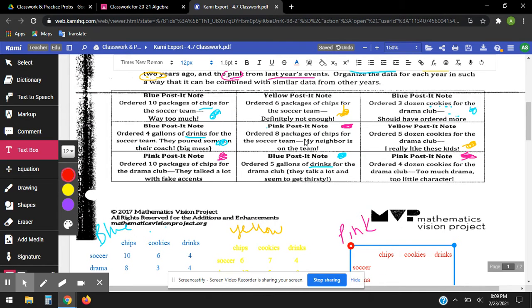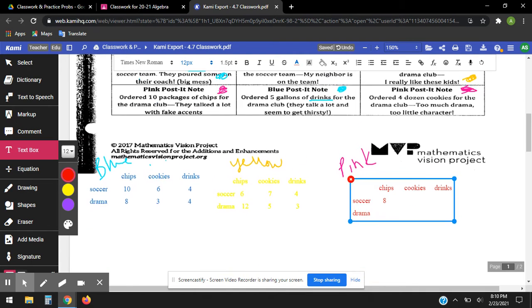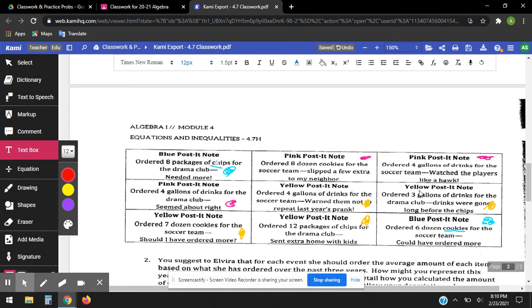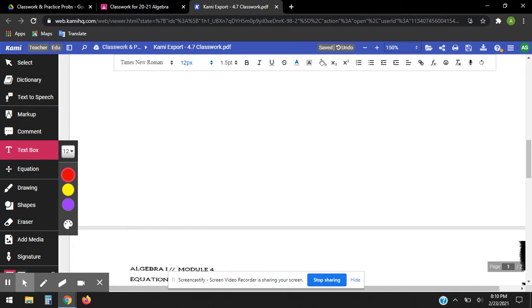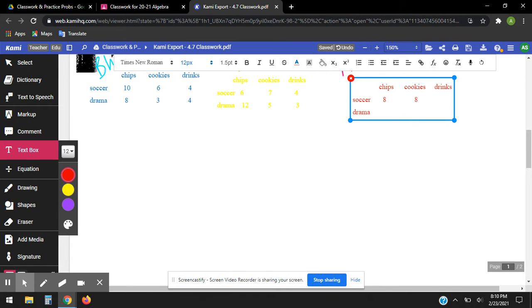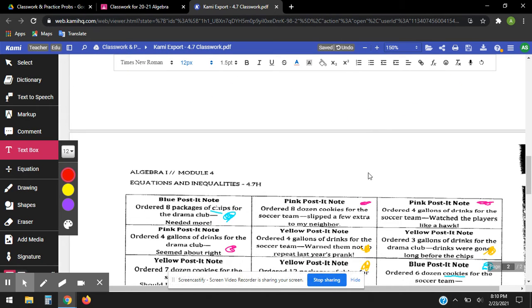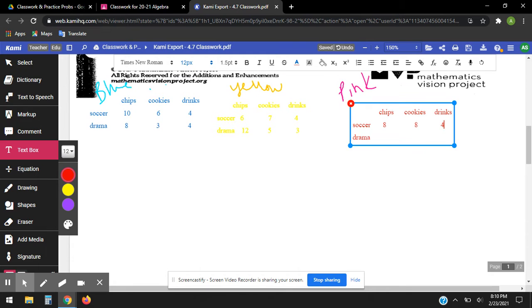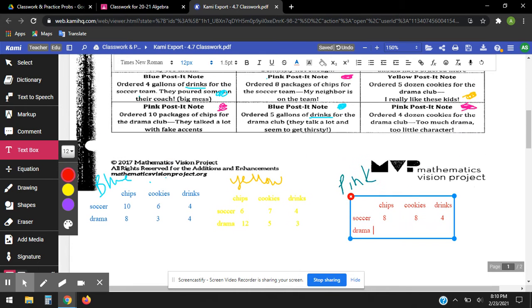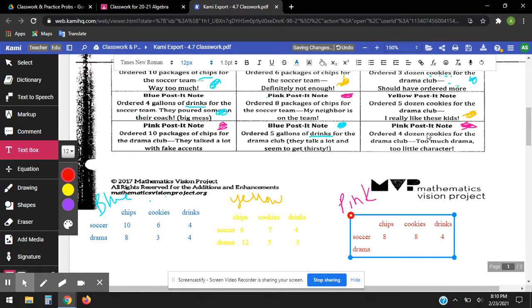So 8 packages of chips for soccer. And then that was drama. So we need to go down here. 8 dozen cookies for soccer. So 8 again. And then drinks must be down below. 4 gallons of drinks for the soccer team. So 4 gallons of drinks. Drama, what did drama have up here? Just cookies. Oh, chips right here. 10. 10 packages of chips.